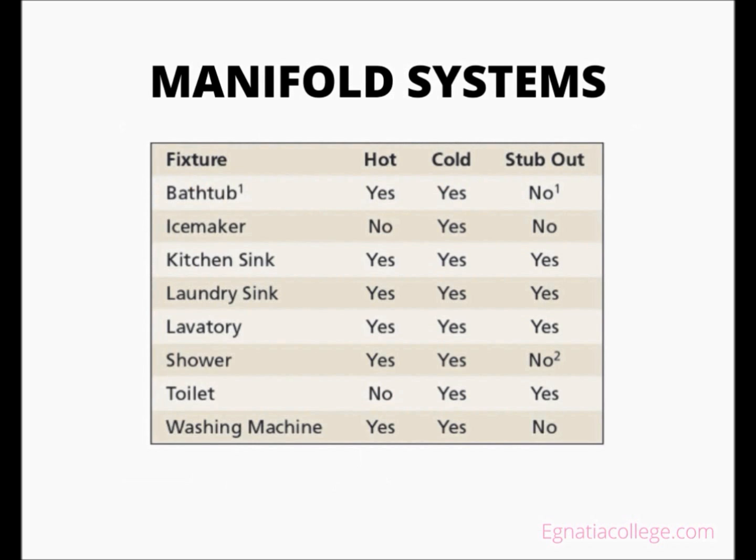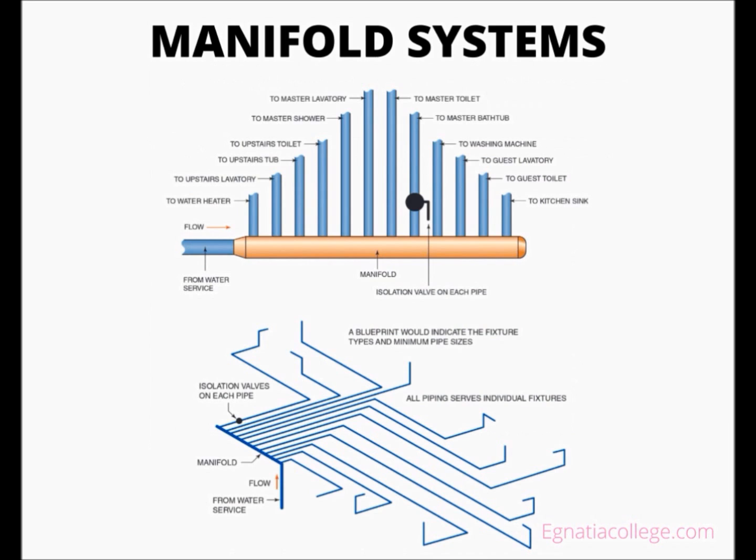Manifold systems. In a manifold system, the water service piping enters the house to a designated area where the manifold is installed. All piping serving fixtures originate from that location. A manifold system is often referred to as a parallel system. Hot and cold water manifolds are installed separately. Individual pipes are routed from a manifold to a fixture when installed as part of a parallel manifold water distribution system.